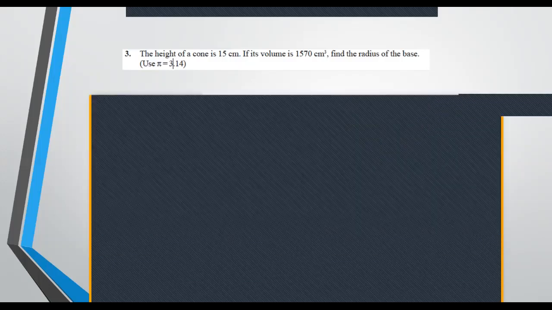Start working on that. The height of the cone is given to us as 15 centimeter. Volume is given as 1570. You have to find the radius. Be careful, here pi is given as 3.14. If you don't use the value of pi as 3.14, the marks might be put as only half or might be cancelled off also. So when given the value of pi, you have to consider it.